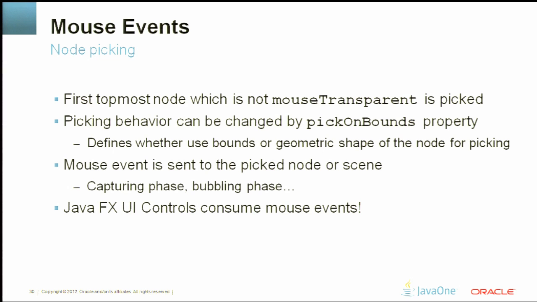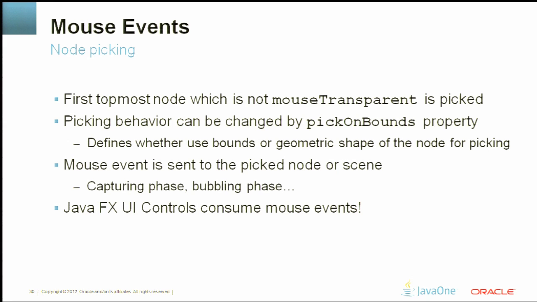What you can also change is the pick on bounds property, which controls whether the geometric shape of the node will be used for picking, or the bounds of the node. What this means is, when you have an image which is transparent, for example, and pick on bounds is false, and you click on the transparent pixels, you will not get an event. But when you change pick on bounds to true, then you will.